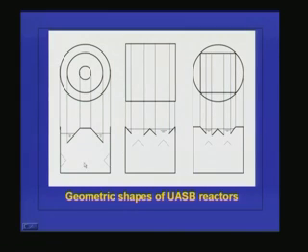This is a circular reactor. You can see this is the reactor zone and settling zone, and this is the gas collection system. And this shows a rectangular reactor, and this is a hybrid one. That means the bottom portion is circular and the top settler portion is rectangular.